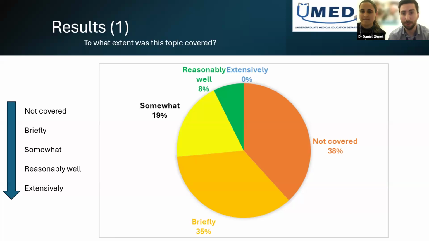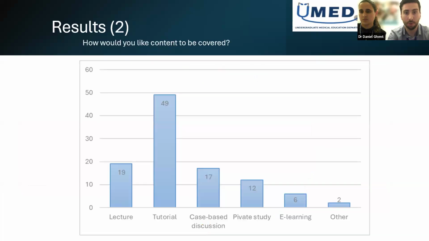So now we've got a situation in which almost three quarters of all medical students said that they weren't really covering this topic in any great deal during the haematology teaching. So of course we wanted to try and improve this and do something about it. As the pie chart goes on, 19% said somewhat, 8% well, and absolutely no one among all the respondents said this was extensively covered. So definitely a lot of room for improvement and definitely a hole in the market for our teaching.